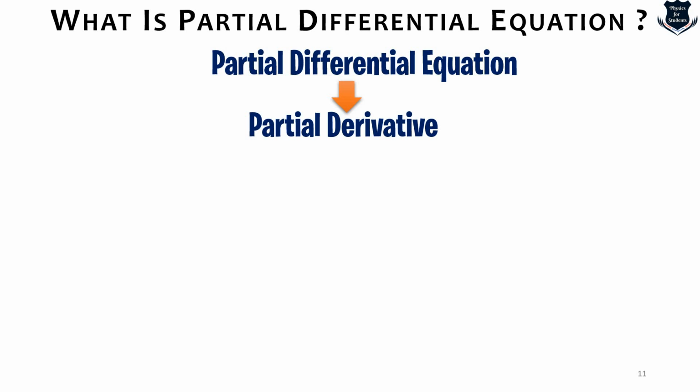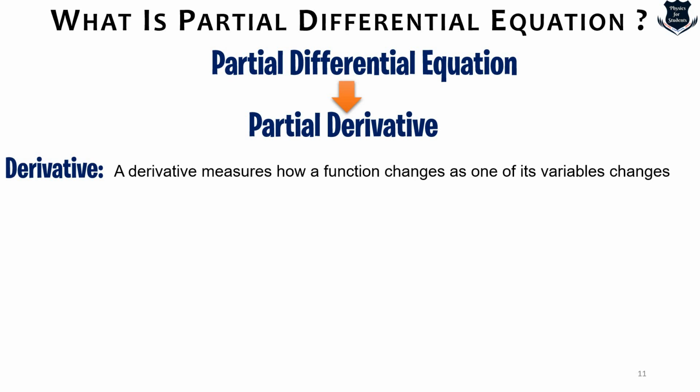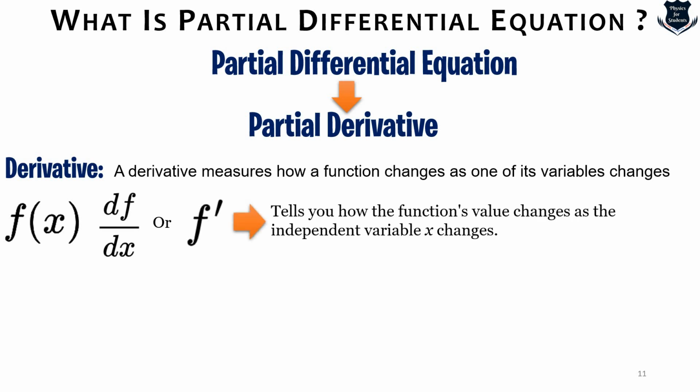Partial differential equations consist of two words, partial and derivative. Now what do we mean by derivative? We already know that a derivative measures how a function changes as its variable changes. For example, the derivative of a function f of x with respect to x can be denoted as df by dx, or f prime with the prime notation, and it tells you how the function's value changes as the independent variable x changes. This is very simple, and we have all learned in high school that this is called a derivative.